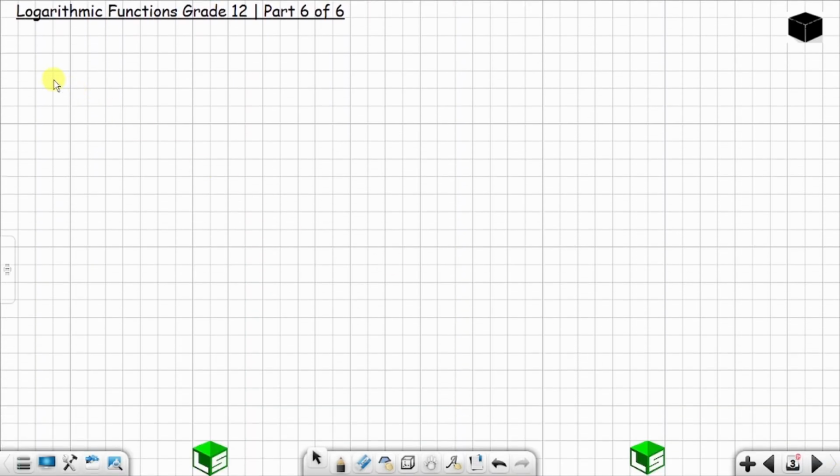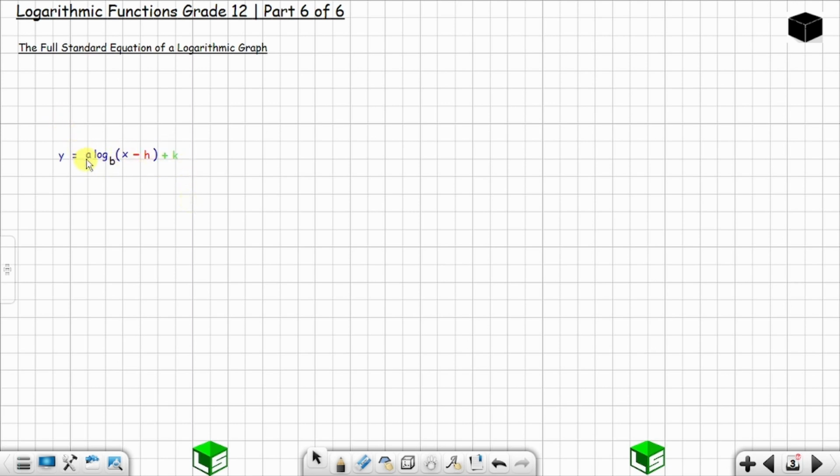Okay, we carry on. Now we are going to look at the full standard equation of a logarithmic graph. This is the equation that you have to expect. We are going to look at all these letters.